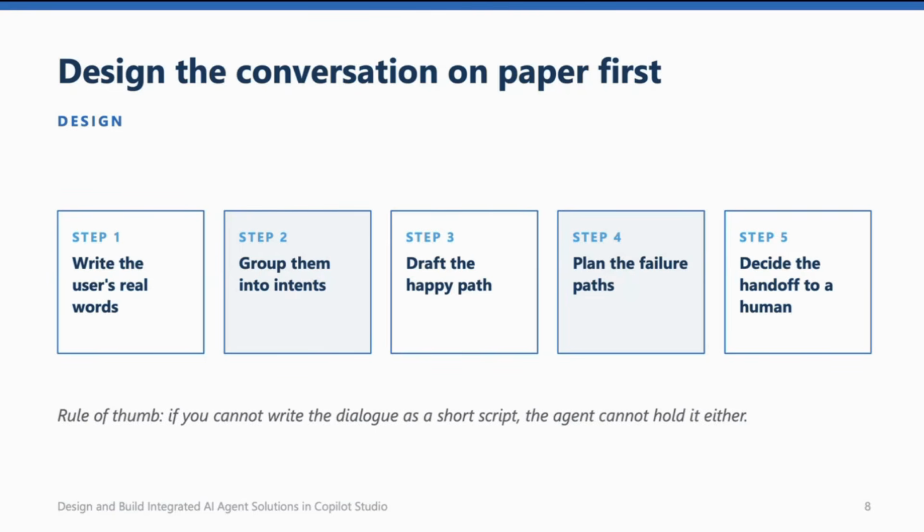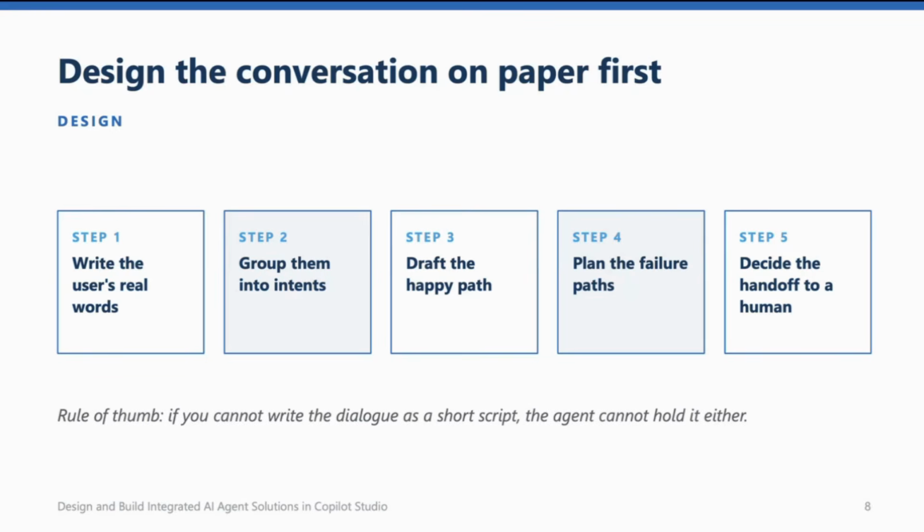First, you need to collect users' real words from chat logs or tickets. People say my laptop is dead, not initiate hardware incident. Second, group these into intents. Then third, you need to write the happy path, the ideal conversation from hello to done.